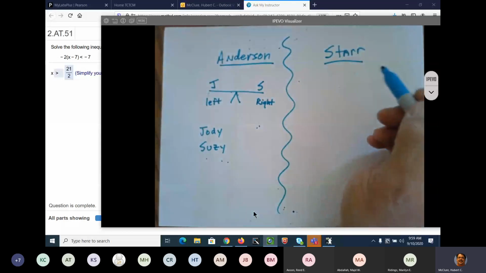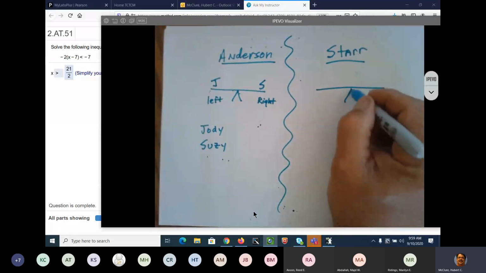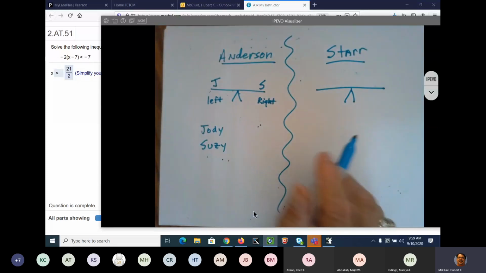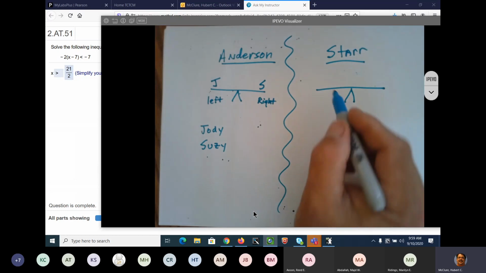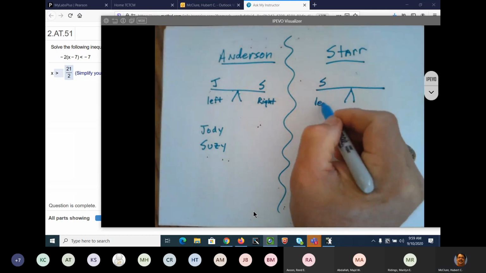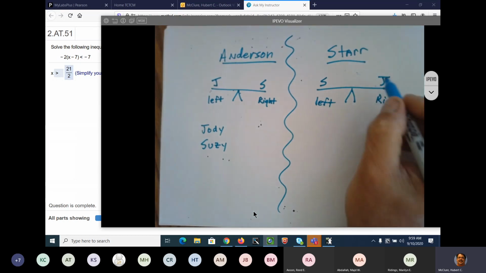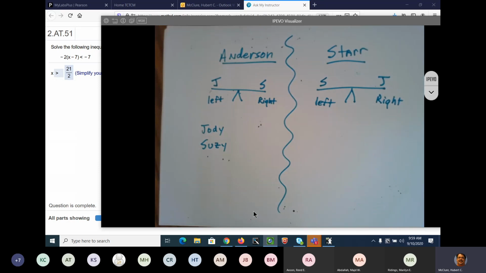And she has a seesaw in her backyard. And all the kids go out, and you're standing there looking at that seesaw. And Susie gets on the left-hand side, and Jody gets on the right-hand side, and you have a fit because Jody is supposed to sit on the left-hand side. How ridiculous is that?